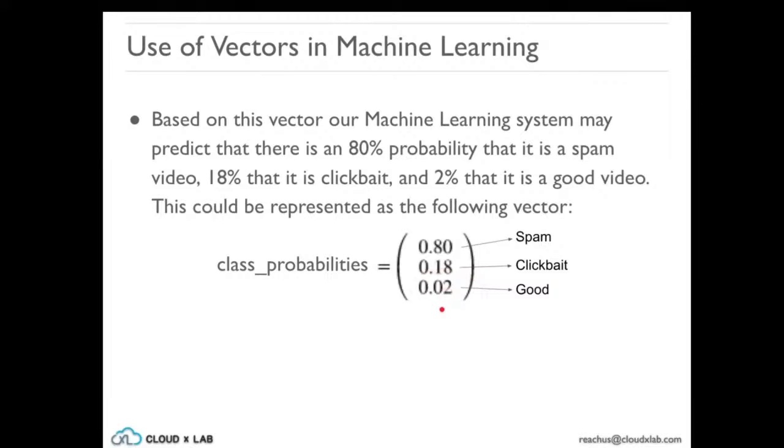This is a very commonly used methodology. This is classification. If you're working with machine learning classification, you would typically have to classify an object into multiple types. For example, you've used the example of a video. It could be spam, clickbait, or good, and they each have probabilities. The sum of the probabilities will come to 1, and you would represent it this way.